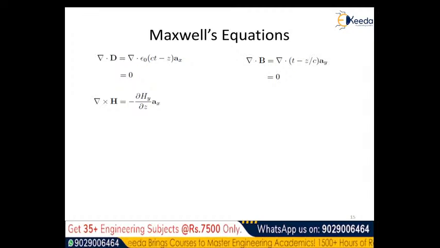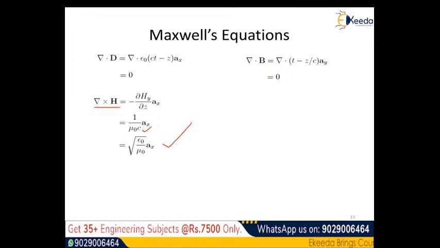Del bar cross H is equal to minus del by del Z of Hy into Ax. Substituting Hy here, we obtain the form 1 upon mu 0 into C into Ax. This is given as under root of epsilon 0 divided by mu 0 into Ax, because C is equal to 1 upon under root mu 0 epsilon 0. The substitution of C gives the form of the curl of H equal to this much.